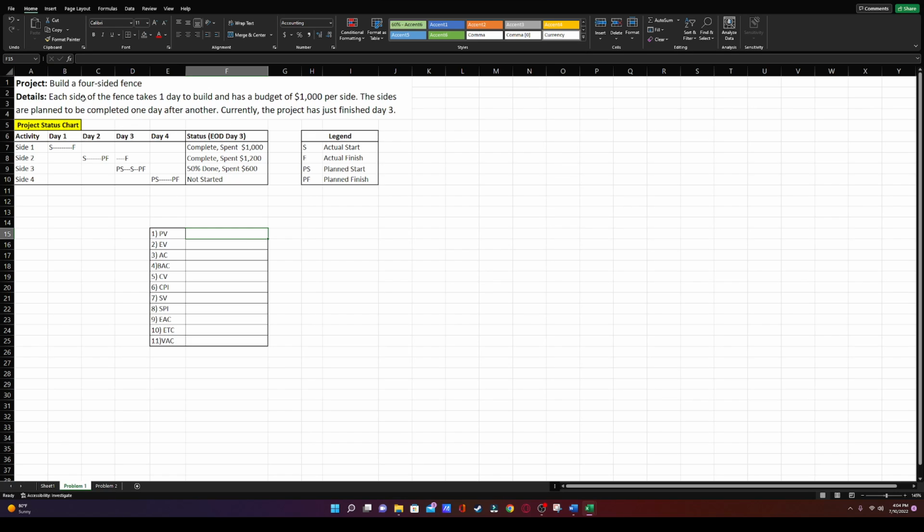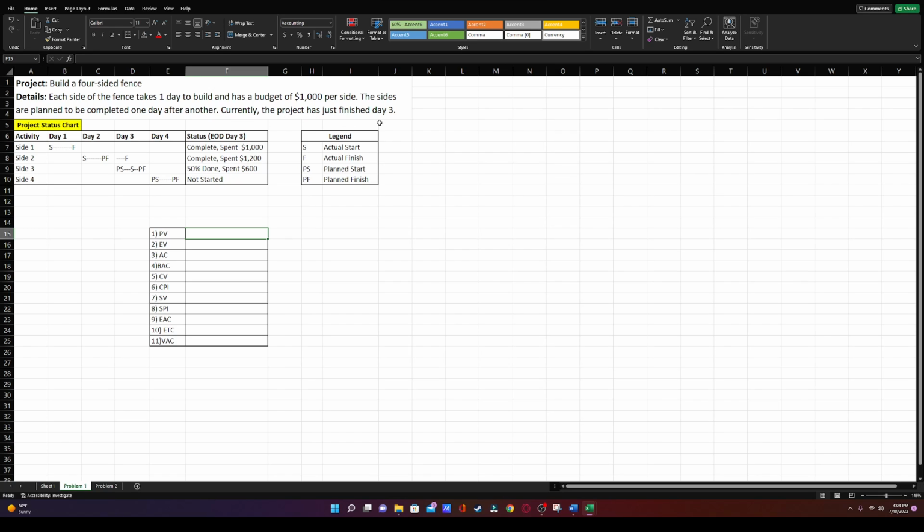Our first problem that we're going to be looking at is building a four-sided fence. So, a simple square, and each side of the fence is going to take 1 day to build and has a budget of $1,000 per side. So that's how much we budgeted to build each side. And the sides are planned to be completed 1 day after another.